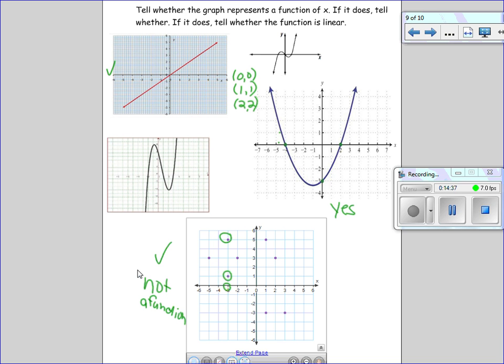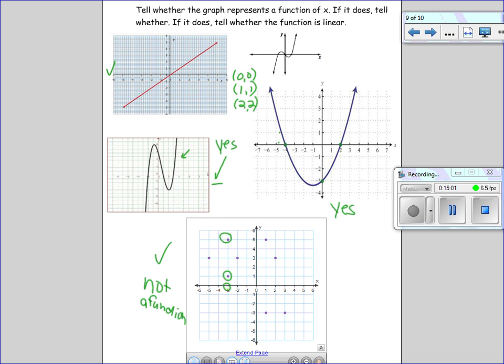Let's see on this example right here. Let's discuss, is that a function or not? If in this example right here, this was a straight line, then it would not be a function. But it seems to be moving a little bit, so each of the domains are different. So yes, this is a function.